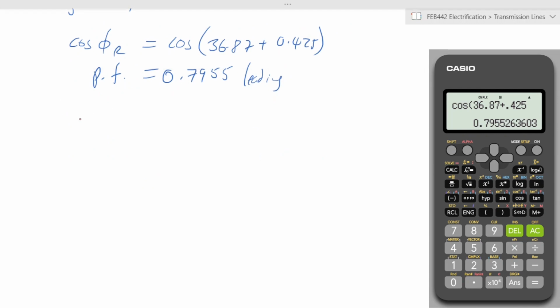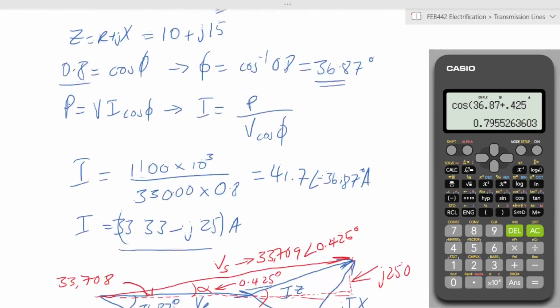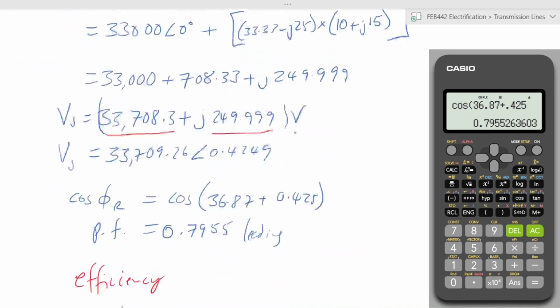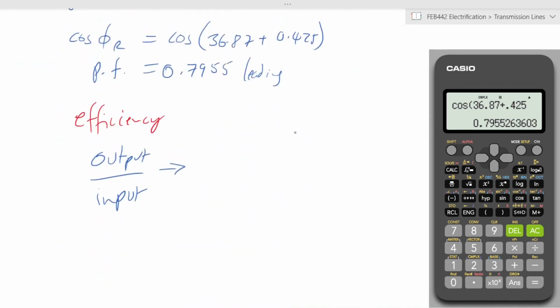Now from there, we are looking for the efficiency. So the efficiency in this case is given by output over input, and it is given in terms of powers, right? Now, how do we get the power? So remember we said that our power at the output is 1100 kilowatts. Efficiency is always a function of power. Output equals 1100 kilowatts. But what is the input?